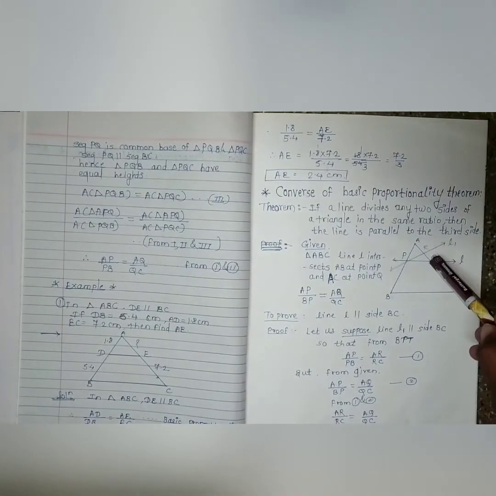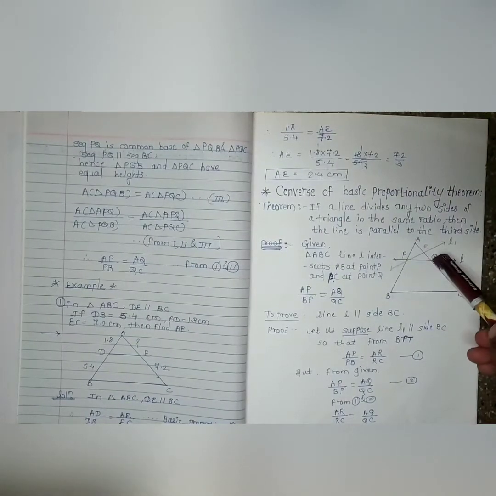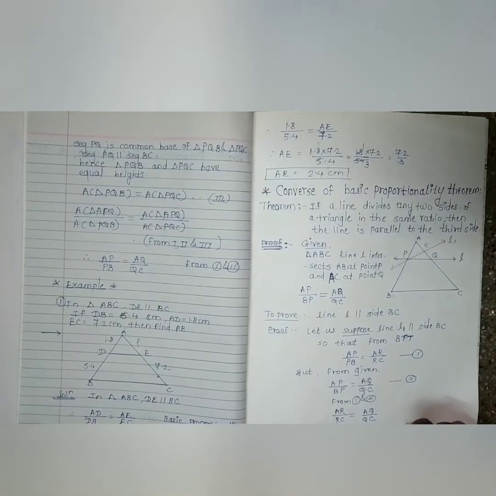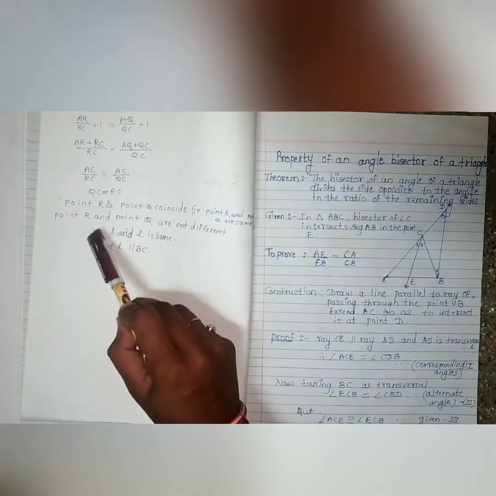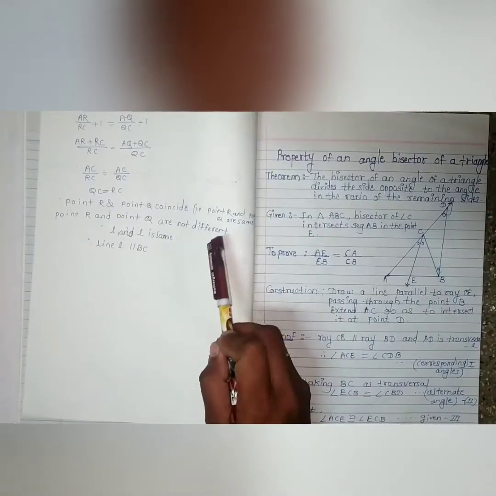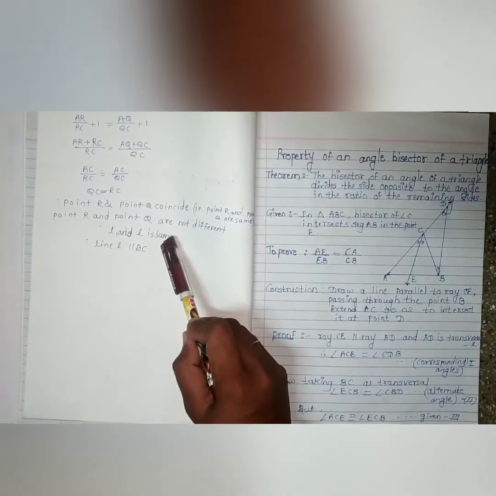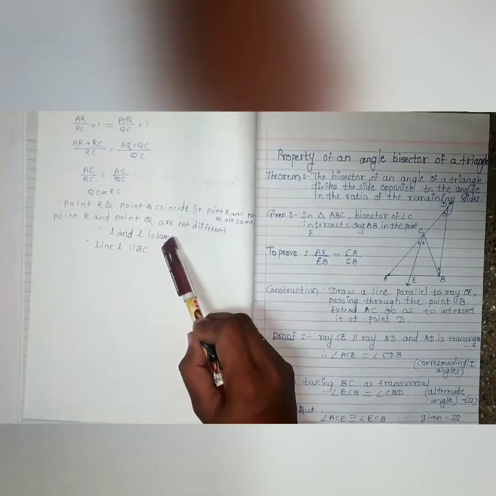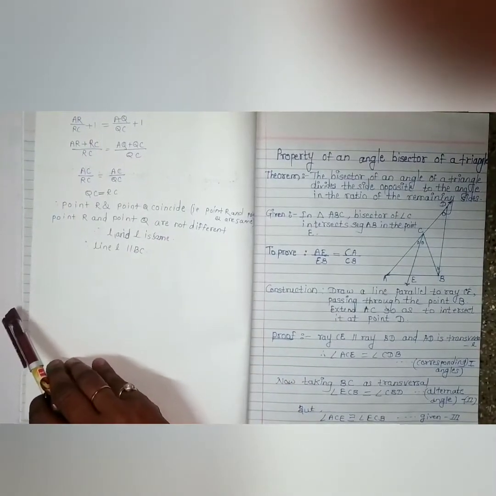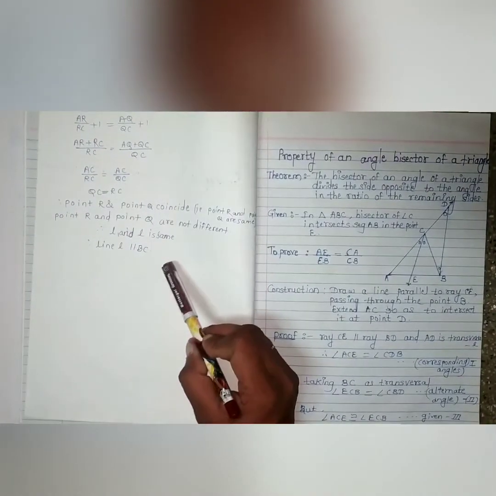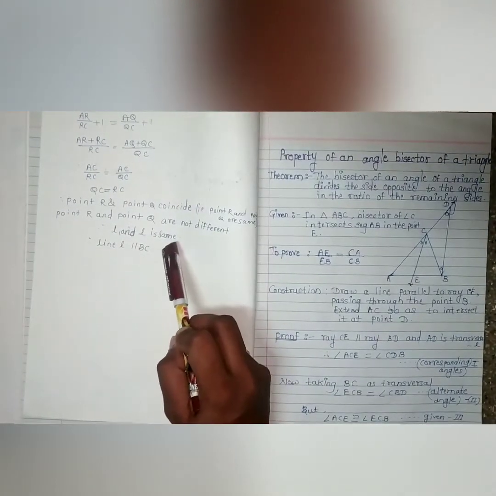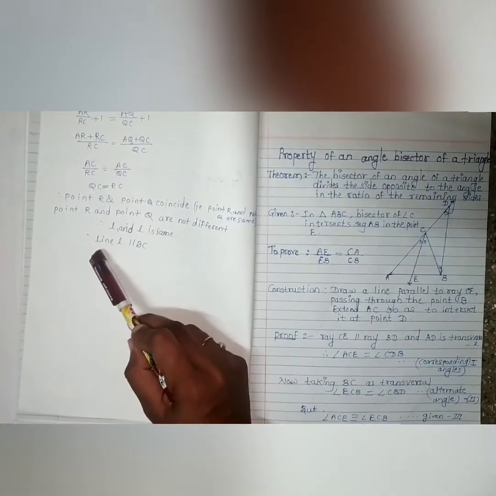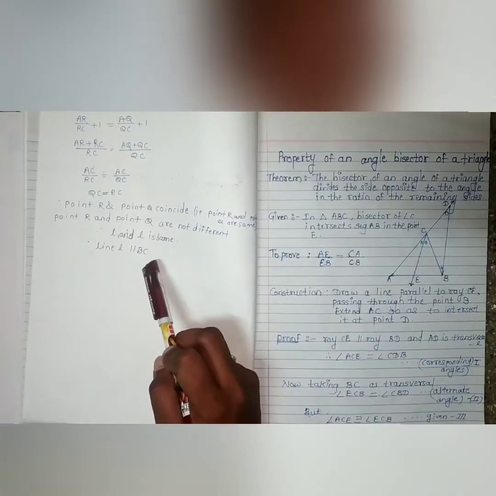Therefore Q and R are the same point. Q and R are the same point, or coincide. Q and R being the same point means point R and point Q are not different. Point R and Q are the same means only one line passes through two points. Therefore L1 and L are the same line, and therefore line L is parallel to BC.